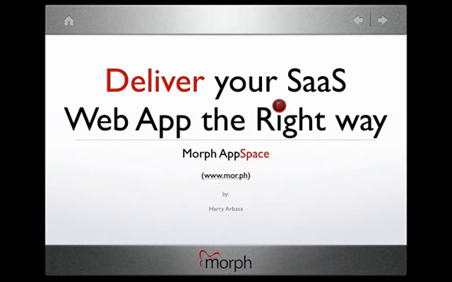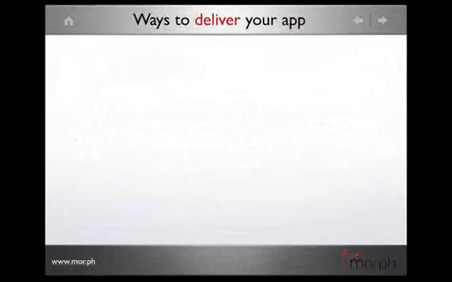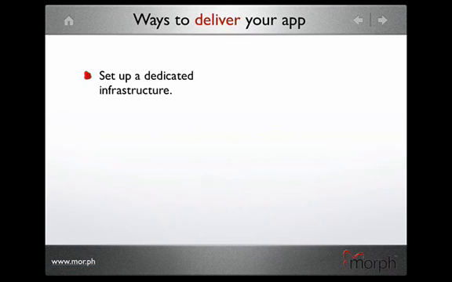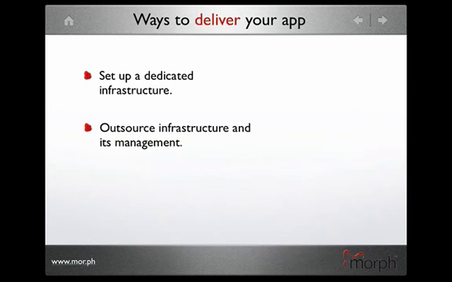Now, there are two ways to deliver an application online. First is to set up a dedicated infrastructure, and second is to outsource the infrastructure and its management to a third party or to a platform as a service provider. Now let's go ahead and talk more about the first and the typical approach of delivering a web application, which is to set up a dedicated infrastructure.